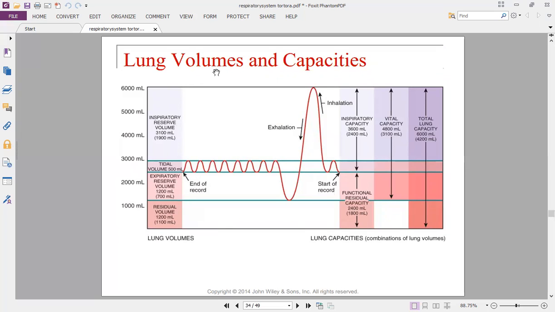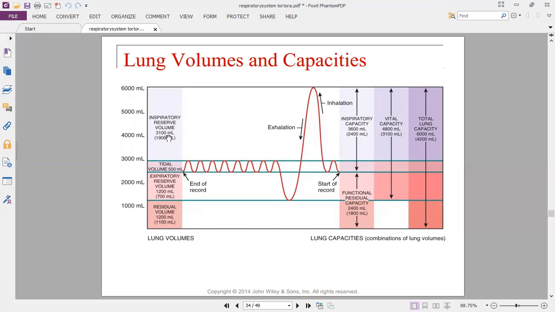When we are discussing lung volumes and capacities, we discuss some lung volumes and capacities here. This graph is taken from an experiment which we performed using a respirometer. This is the tidal volume. This amount of gas is what we exchange in every breath, about 500 ml. Every now and then we take a deep exhalation and a deep inhalation, forceful exhalation and forceful inhalation.